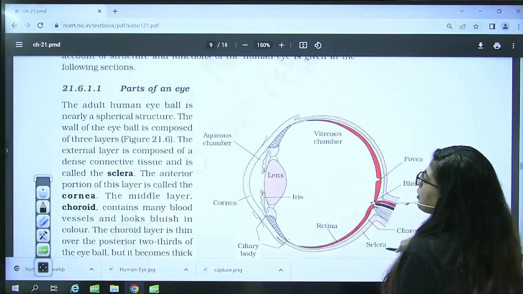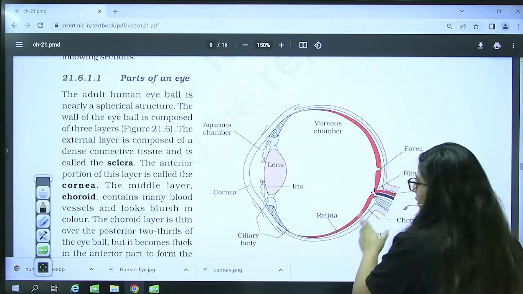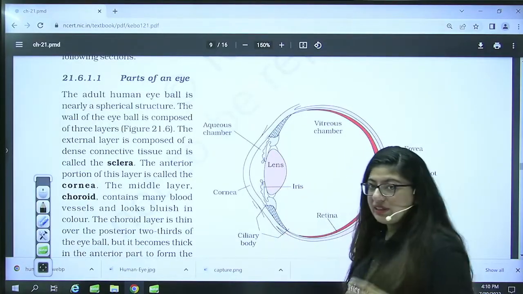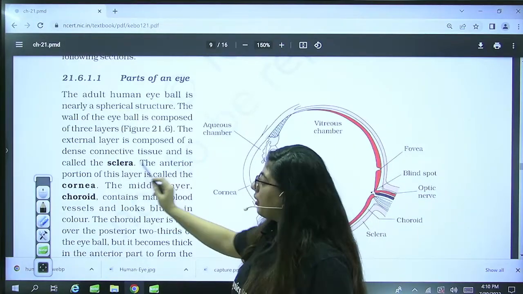All right, so let's get started. The adult eye is a nearly spherical structure. As you can see, it's spherical. The wall of the eyeball is composed of how many layers? Three. The external layer is composed of dense connective tissue and is called sclera.